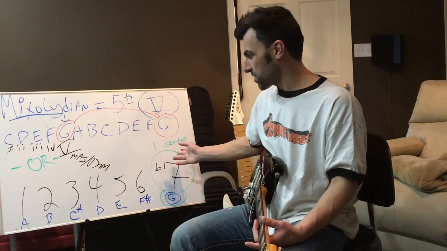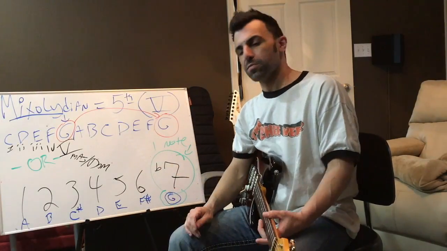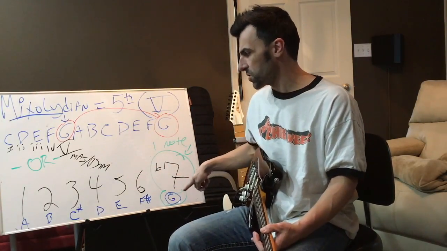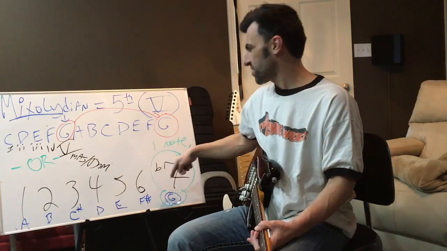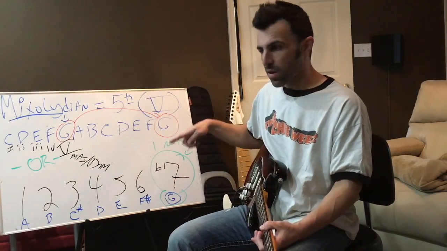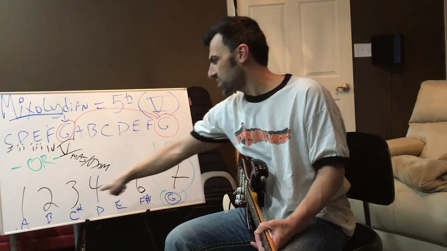And here's the note that changes. Okay, we always talk about what's the other way we can do the modes, right? Well, we have that numbering system we do. We number 1, 2, 3, 4, 5, 6, 7, if those were the numbers of a C major scale. And then we say, okay, which of these notes do we need to change?